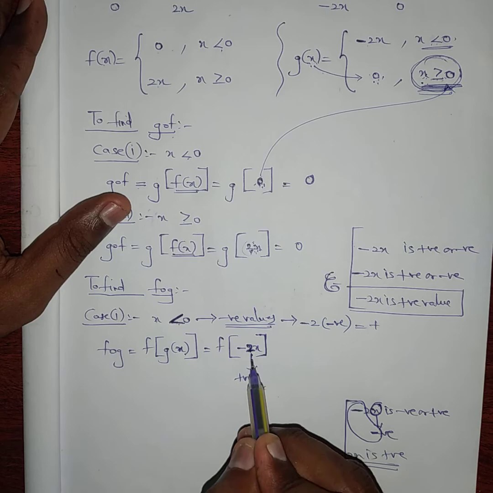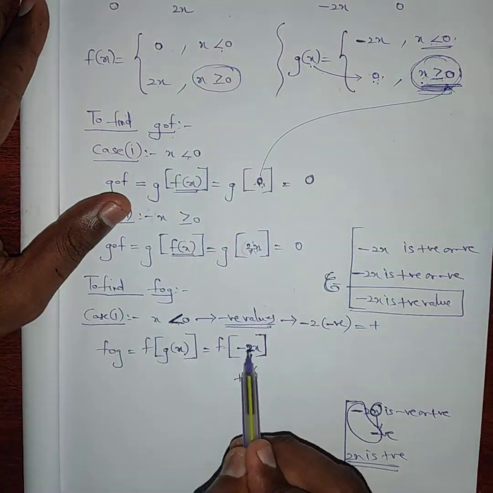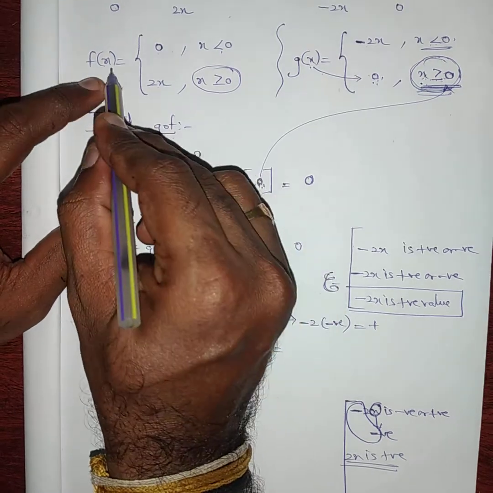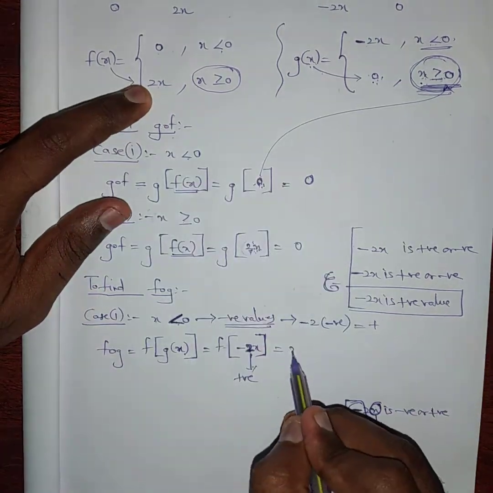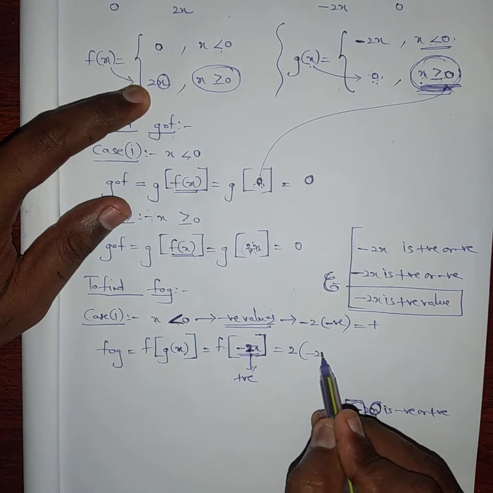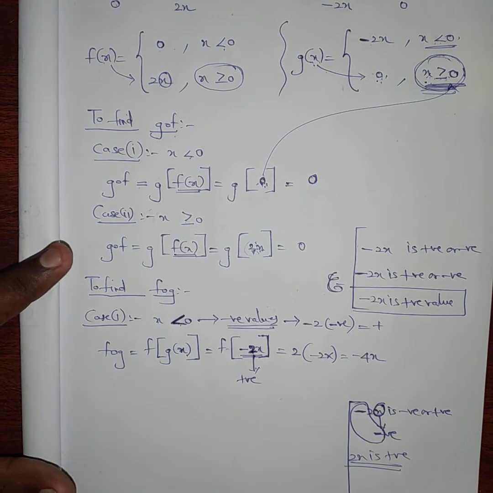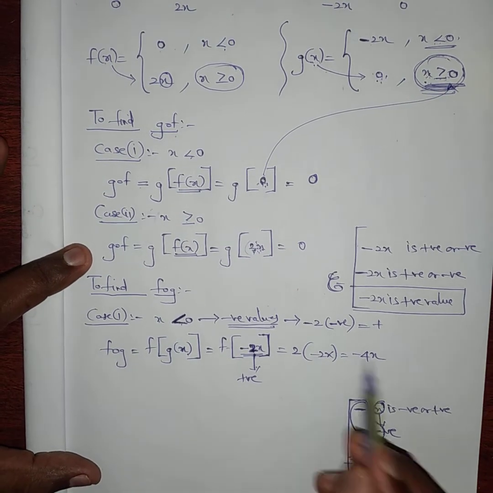You can understand that it is greater than 0. Here, f of x for greater than 0, this is the value I need to take. What is the value? f of x is equal to 2x. So write 2 in place of x, I need to apply this one. 2 into minus 2x is nothing but minus 4x.